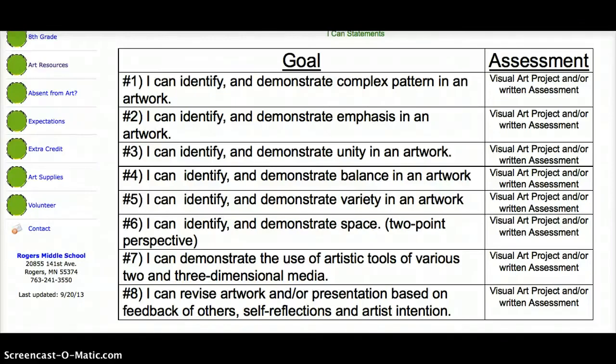After deciding what standards we were going to address in each grade, we then created I can statements. I can statements are just student-friendly wording for what they're going to learn throughout the quarter. We also decided to give an assessment category so that they know how they will be assessed on each project as well.